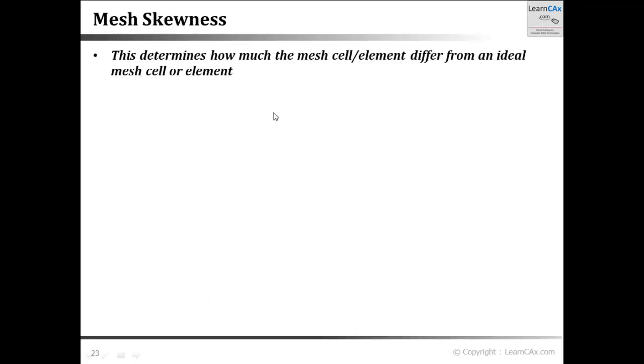So first, the mesh skewness. Mesh skewness determines how much the mesh element or cell differs from an ideal mesh element or cell. Now when we talk about 2D, an ideal mesh element will be a square and a triangle, that is an equilateral triangle. And when we talk about 3D, it will be a cube if we are using hexahedron, and for a tetrahedron it will be a perfect equilateral tetrahedron.